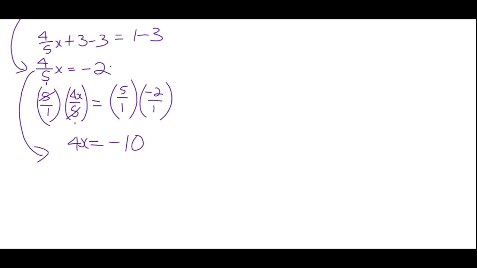Okay, so this was -2, right? 1 minus 3 is -2. You've got to multiply both sides by 5. Why? To get rid of the 5 that's on the bottom there. Okay, and 4x is -10, so x is equal to -10 over 4, which simplifies to -5/2, right?